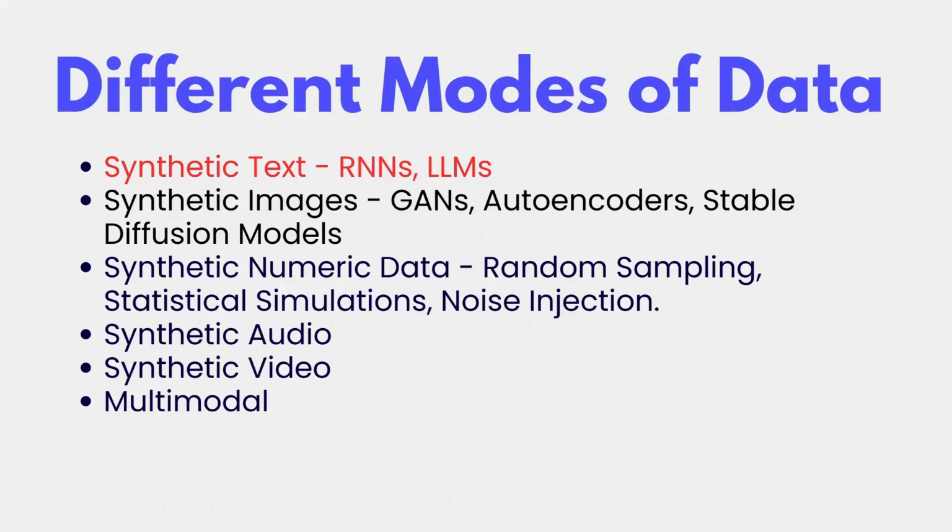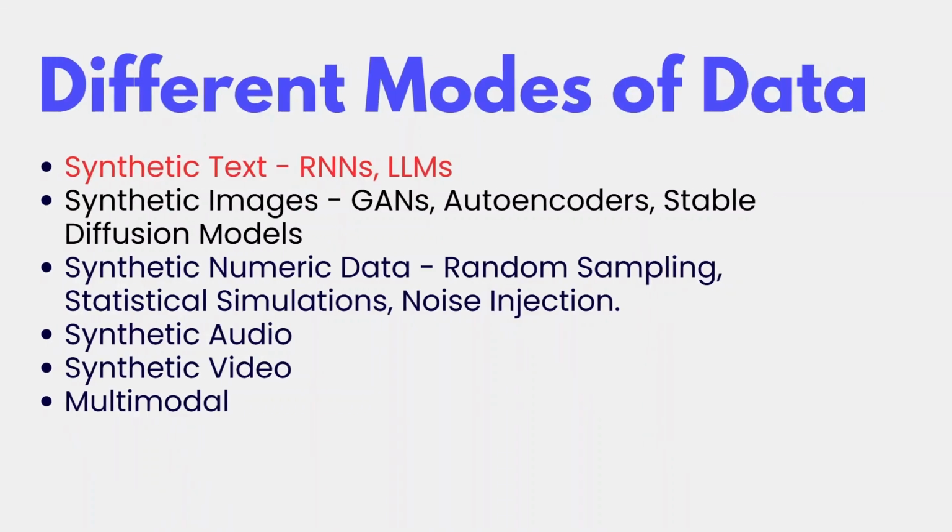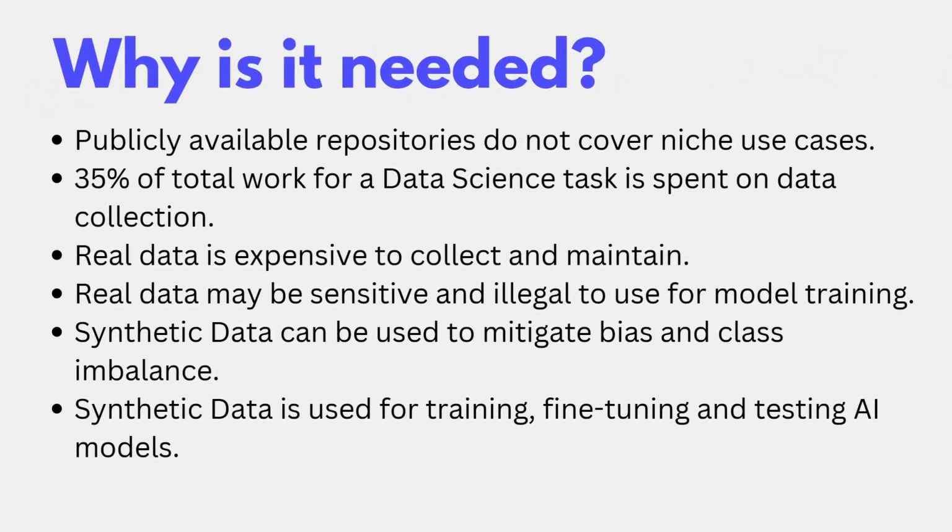Next, let us understand why synthetic data is needed. Don't we have enough data already? The answer to that question is no. We do have many public repositories like Kaggle, UCI Machine Learning Repository, and Hugging Face. They're great for general purpose datasets, but when you have a specific niche use case, you may not be able to find such a dataset very easily. Even if you do, it might not be in the format you expect or be enough in terms of size because AI models need a lot of data to perform well.